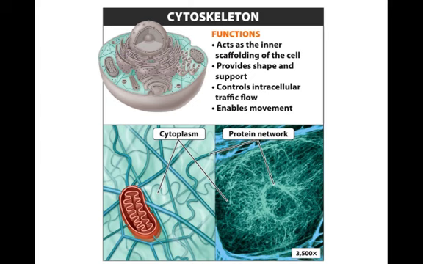Controls intracellular traffic flow. Now that's an important one to understand. Remember we talked about the vesicles. When we have endocytosis or exocytosis, we create these transport vesicles. And when we create these transport vesicles inside of the cell, we have to get them moving to the outside of the cell, or toward the plasma membrane, so they can be released outside of the cell. The way that we do that is using the cytoskeleton.